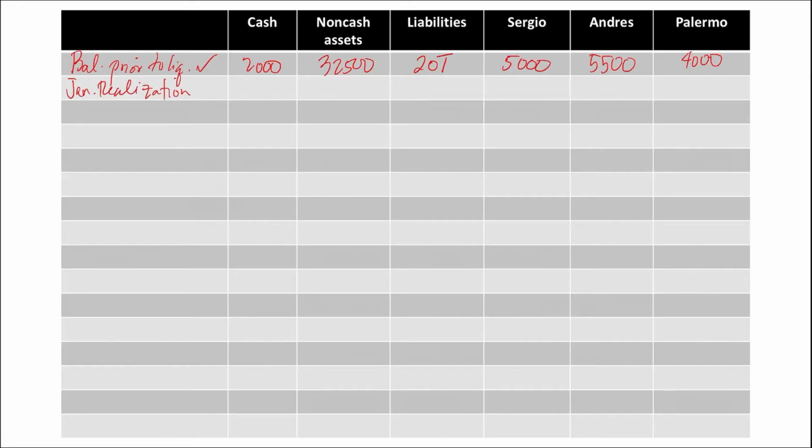Okay. So for January, magkano yung book value ng non-cash assets na nabenta na? That is 12,000. So 12,000 ang tatanggalin ko sa non-cash assets natin. How much is the cash realized? 9,000. Yan ba lalagay ko?